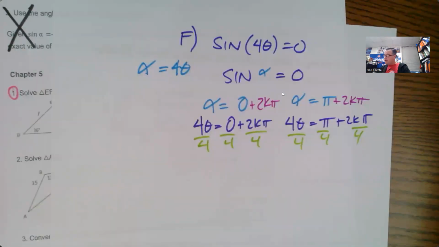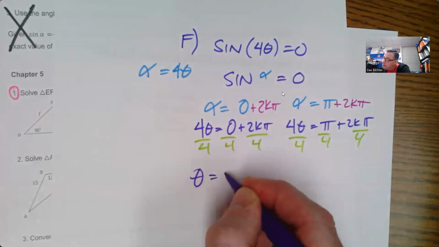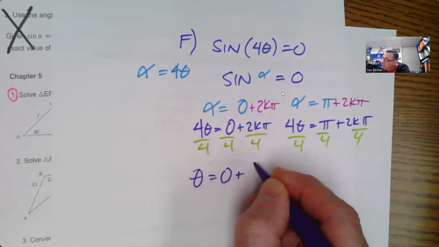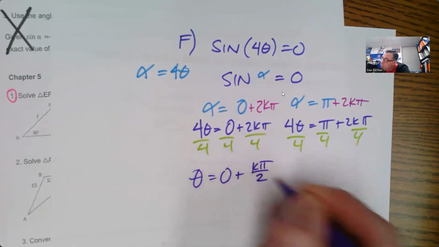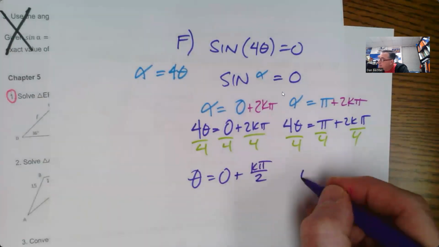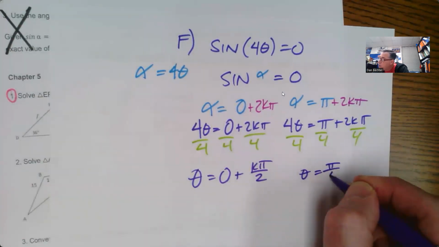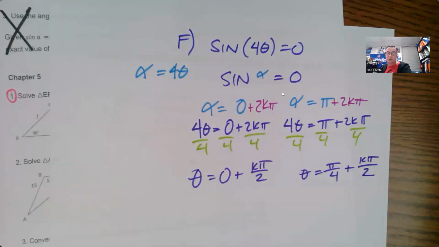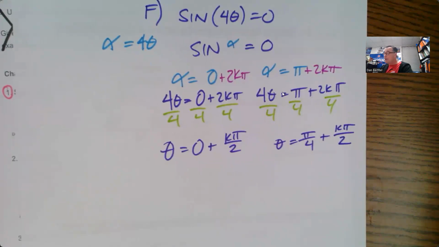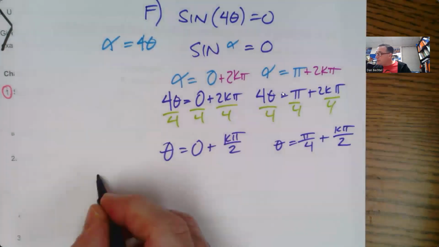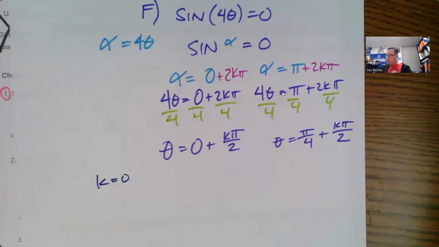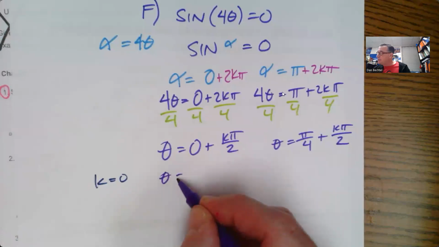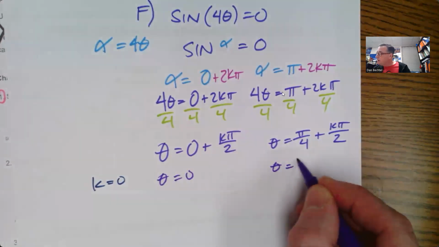And let's do some simplification. In this case, theta is going to equal 0 plus k pi over 2. And in this case, theta is going to equal pi over 4 plus k pi over 2. Okay. Now, again, we want theta to be between 0 and 2 pi. So I'm just going to start plugging in k values, starting with k equals 0. K equals 0. I've got my 2 values. Theta equals 0. Theta equals pi over 4.